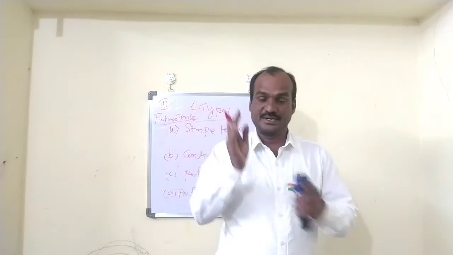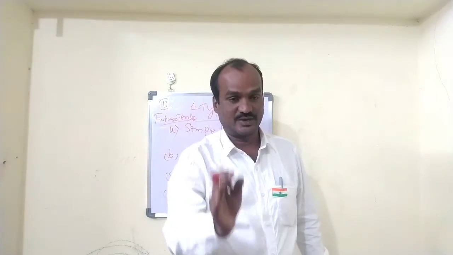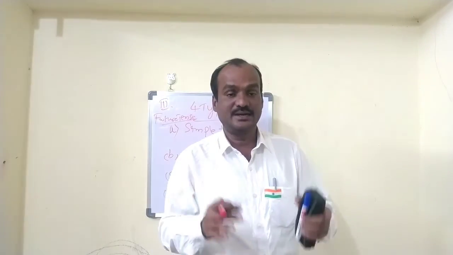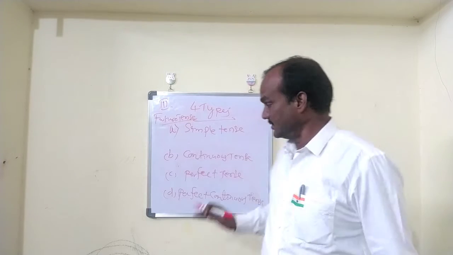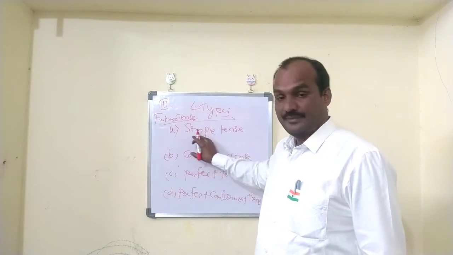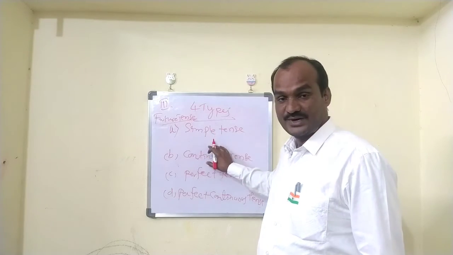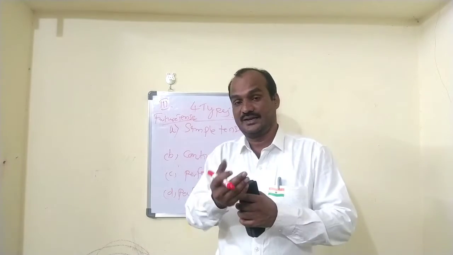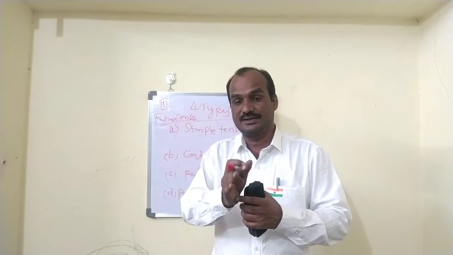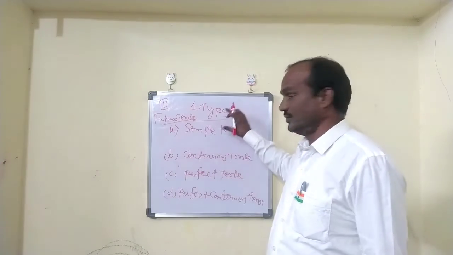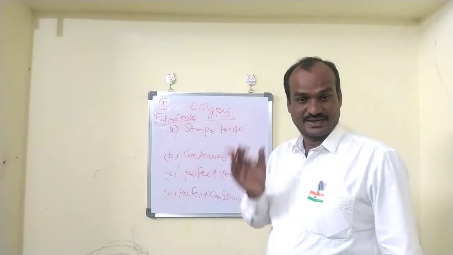In present tense you will get four types, in past tense you will get four types, in future tense you will get four types. So what we need to do here is, we need to keep in mind this basic classification. Based on these four types, we'll categorize easily the three types of tenses, right? So basically tenses are of three types.